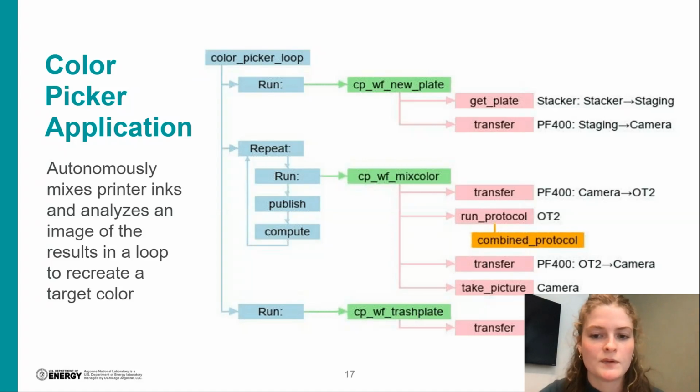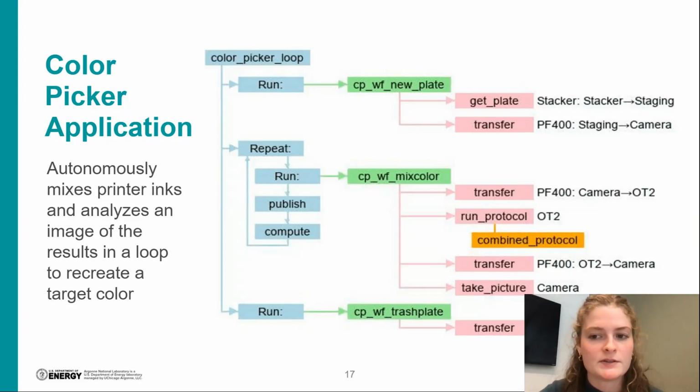The green would be the workflow level. So we have a workflow. The top one would be to get a new plate. So if there's no labware available, we would need to get a new piece of labware to use. And then the actions would be in pink. So if there's no labware to use, we would need to get a plate and then transfer it to the staging area. The second workflow is our mixed color workflow. So once we have that new plate, we can start running this loop where we're mixing colors and trying to hit that target color.